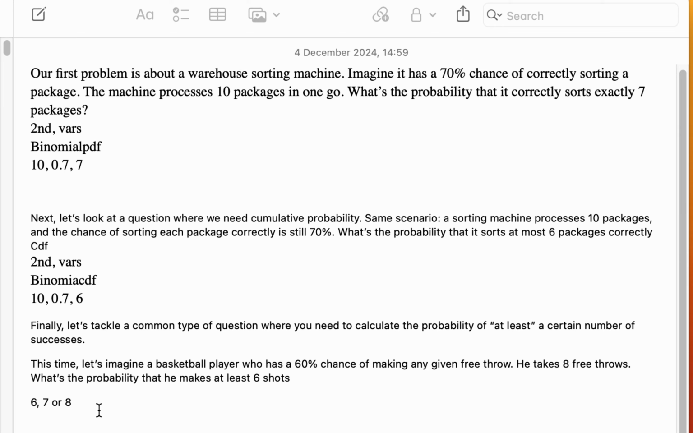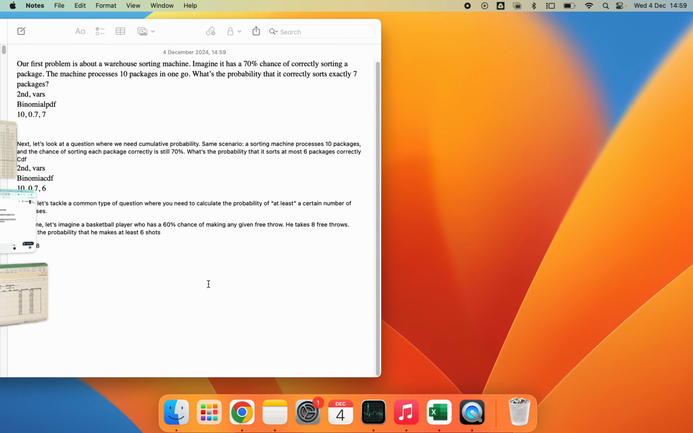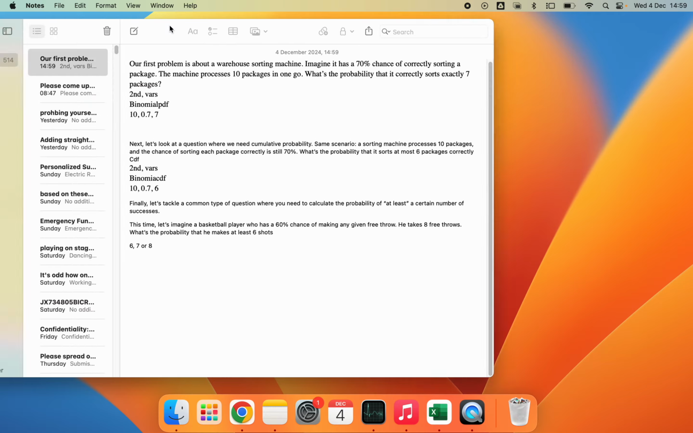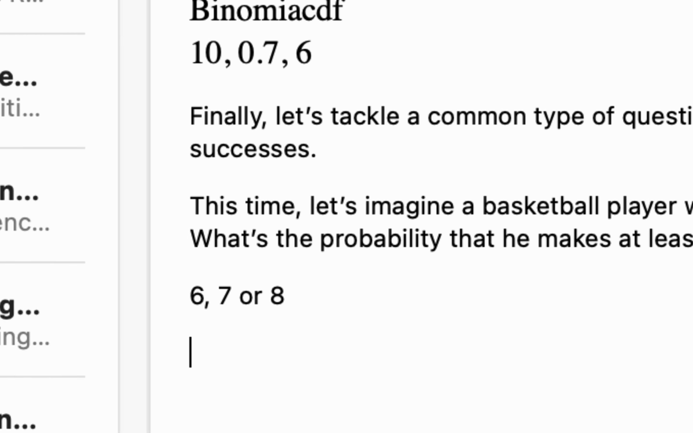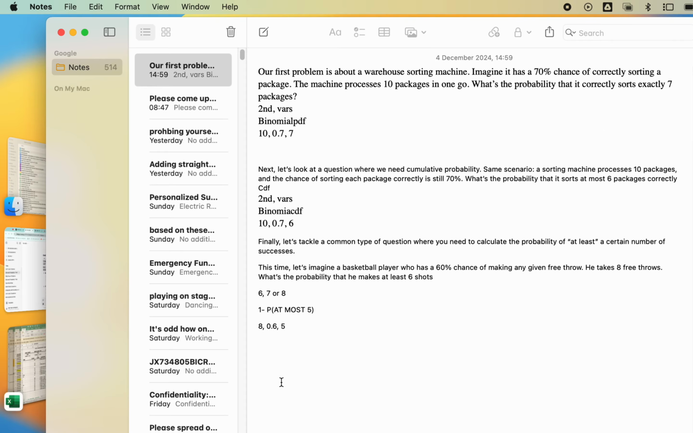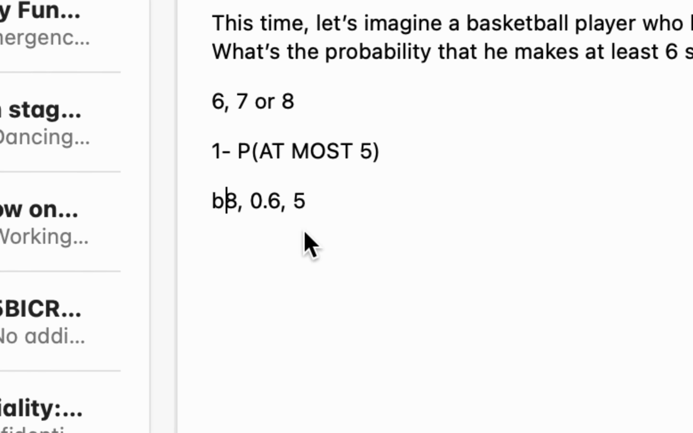To calculate this, we need to do something called the complement. The complement is as follows. We need to do 1 minus the probability of at most 5 shots, because the calculator can't do at least very easily. So as before, trials is 8, P is 0.6 and successes is 5. Once we have all of those numbers, we type in binomial CDF, and that will give us an answer.